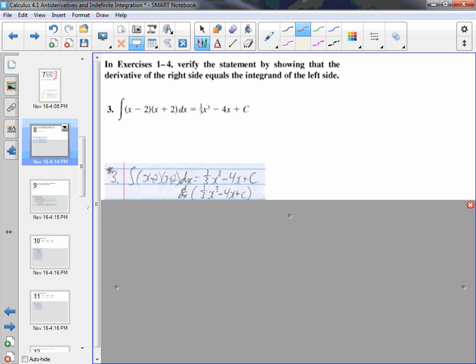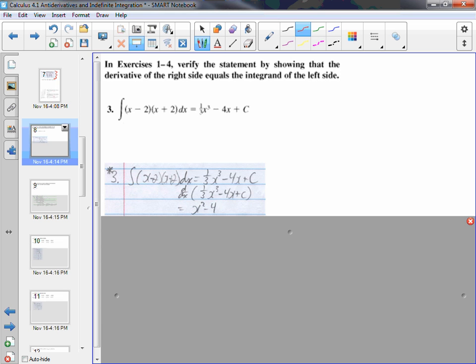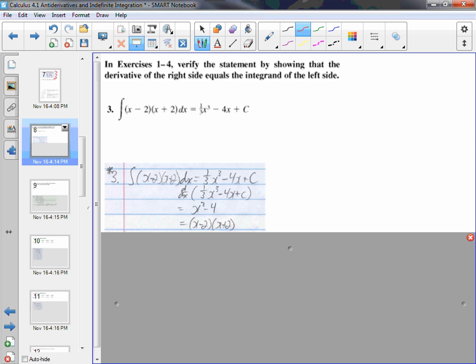Now, don't think about what you just learned. Think about old school stuff. What's the derivative of 1/3 x cubed? It's hard to go back to it, isn't it? It's x squared. Exponent times coefficient. 3 times 1/3 is 1. Subtract 1 from the exponent. And the derivative of negative 4x, negative 4. And the derivative of c, 0. Can you factor x squared minus 4? Does that look like the integrand on the left?